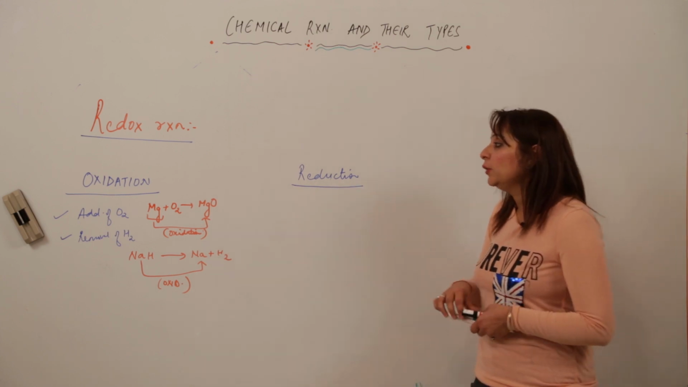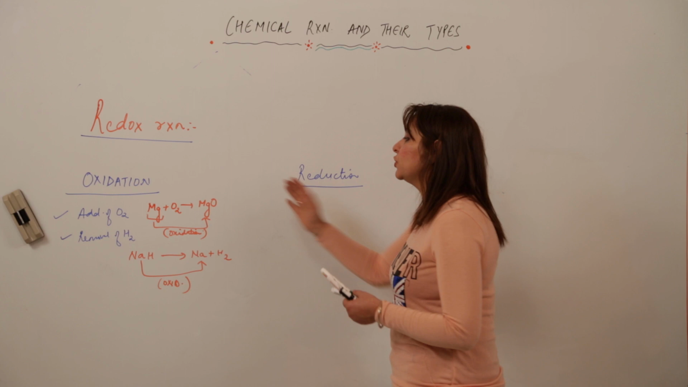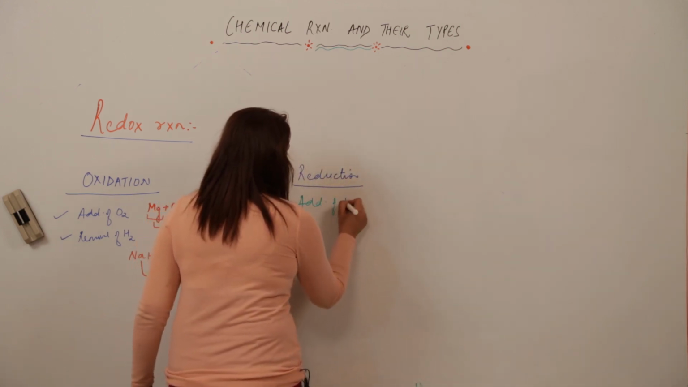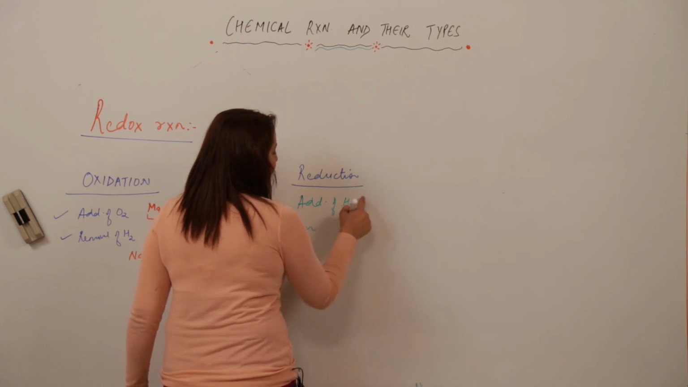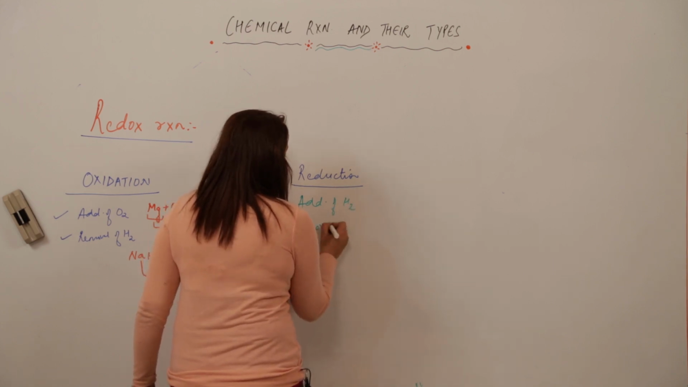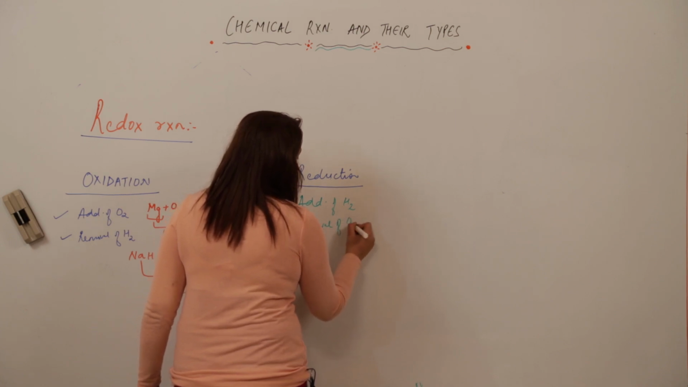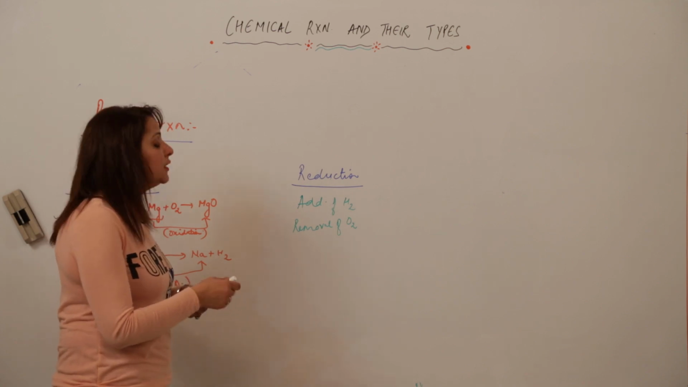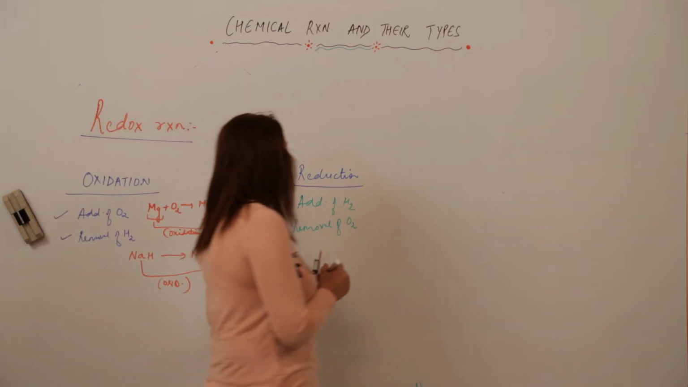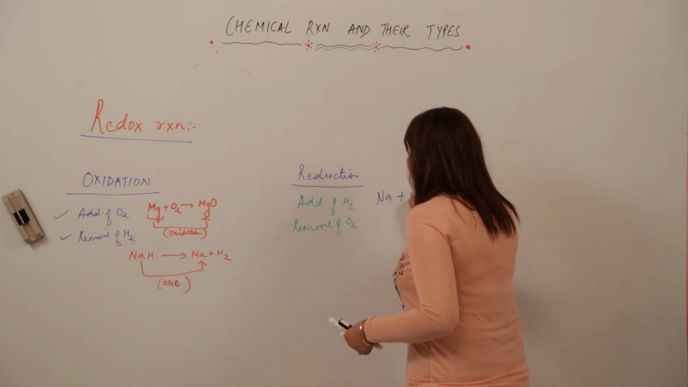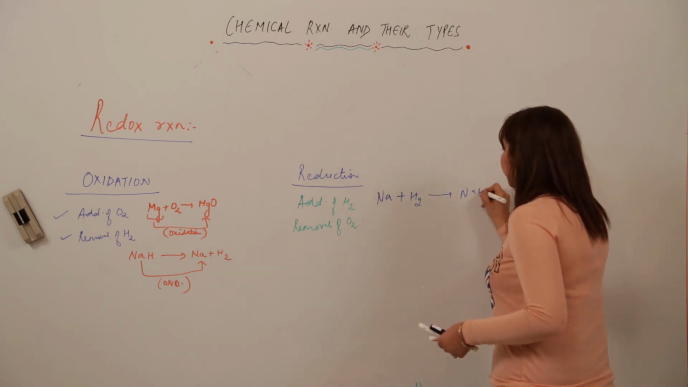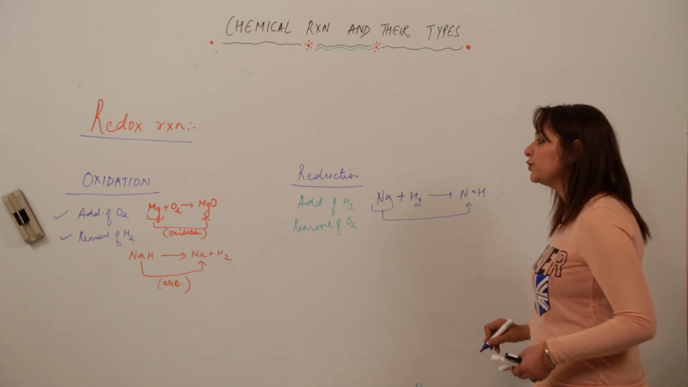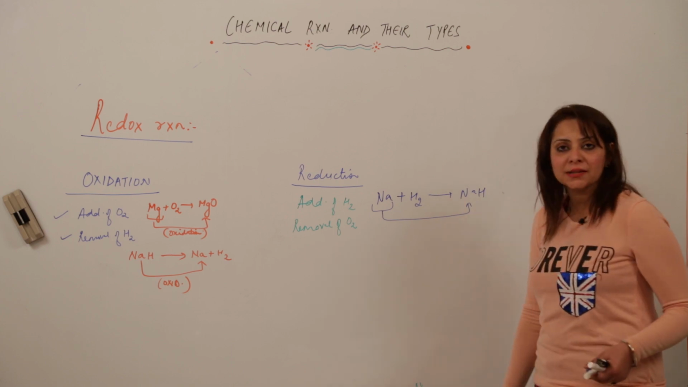Now coming to reduction, what do you mean by reduction? It is just the reverse of oxidation, right? It is the addition of hydrogen or an electropositive element, or we can say it is removal of oxygen or removal of any electronegative element. That falls under the category of reduction. For example, I have sodium, I am adding hydrogen to it so that it forms sodium hydride. Sodium is getting attached to hydrogen. That means reduction is taking place.